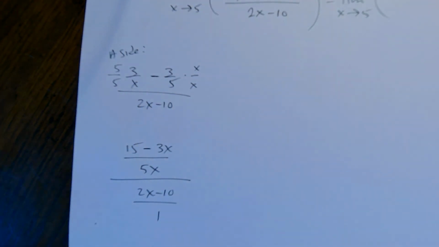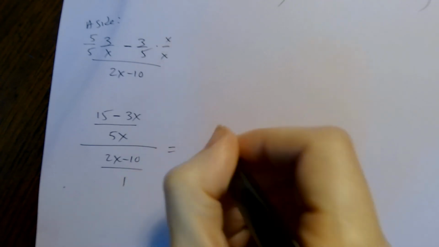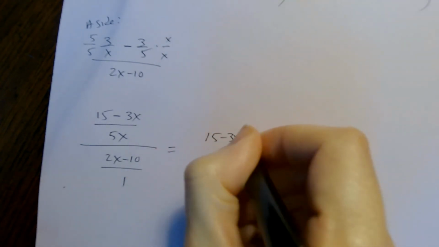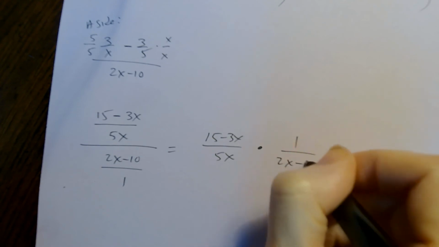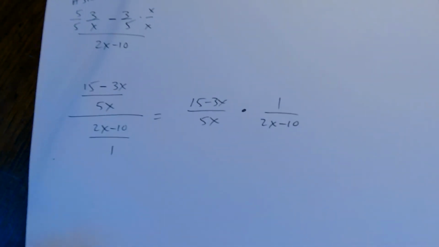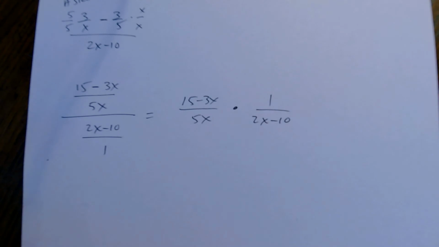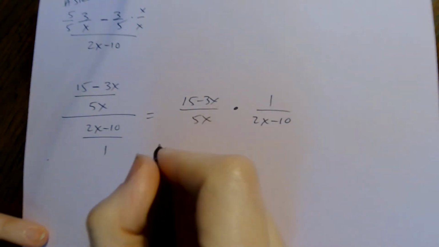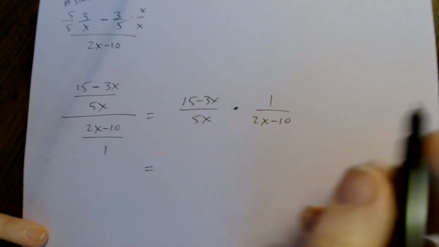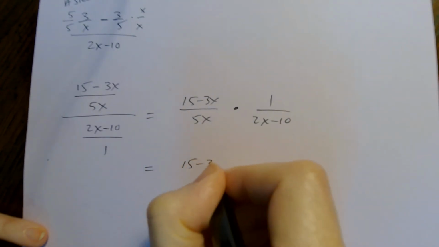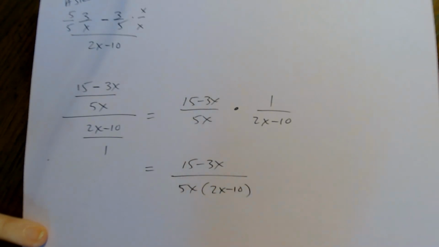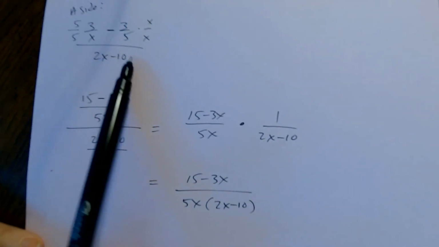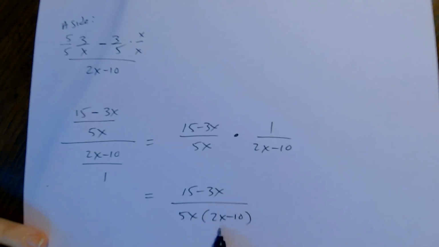Now we can do keep, change, flip. Keep, change, flip. And if you're rusty, guys, just practice, practice, practice. I'll put up a ton of practice, because like I said, this needs to be fast. Now we multiply straight across. So this 2x minus 10, it still didn't cancel.